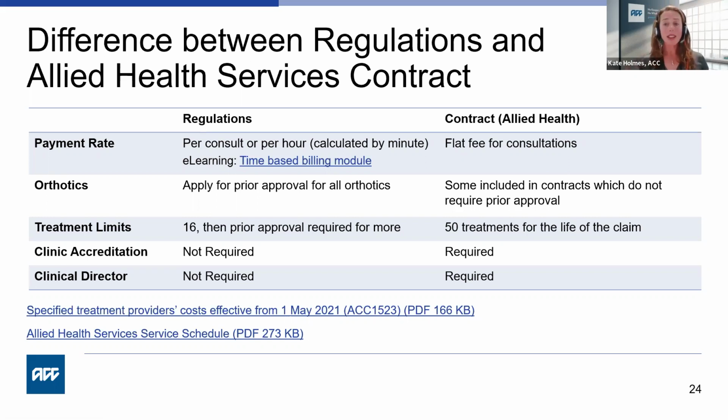The regulations are for services provided under our legislation, and the government has a large part to play in pricing these services. The ACC contracts allow us to set our own prices based on what we believe are market rates. And we work with the professional bodies to understand what's happening in the sectors. So for more information on the contract, please read the service schedule and operational guidelines, which are on our website.